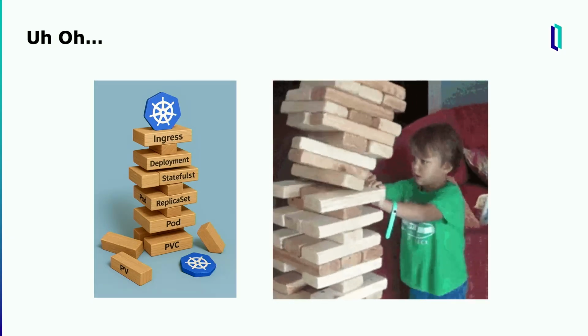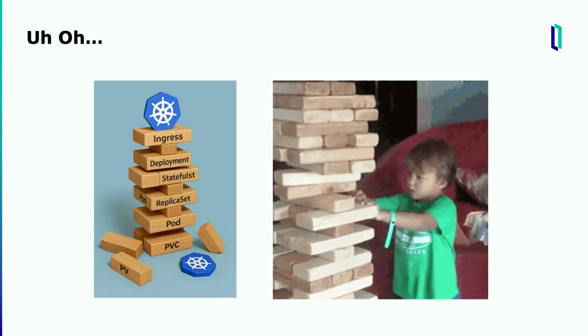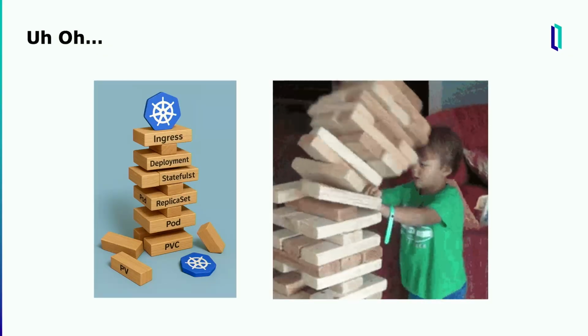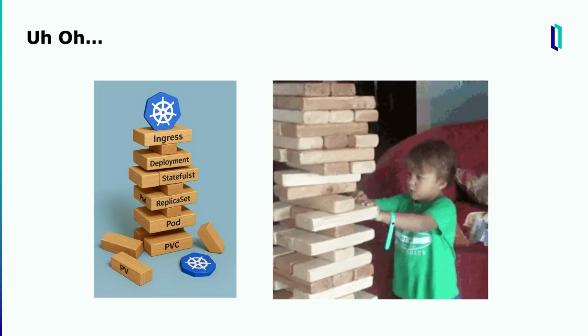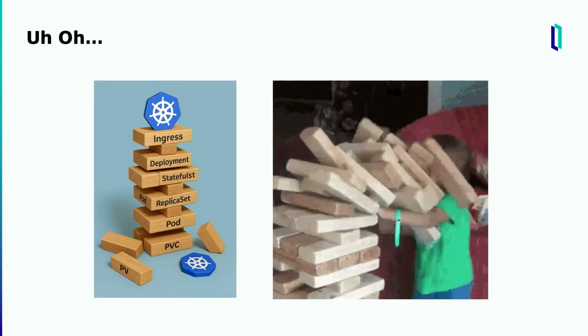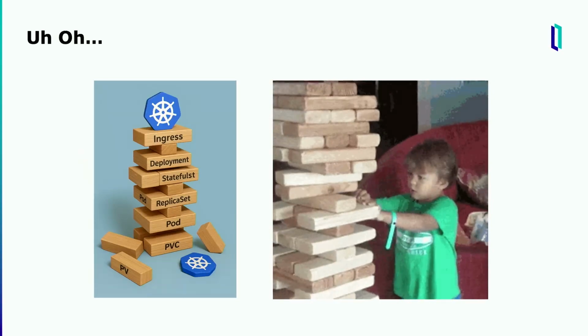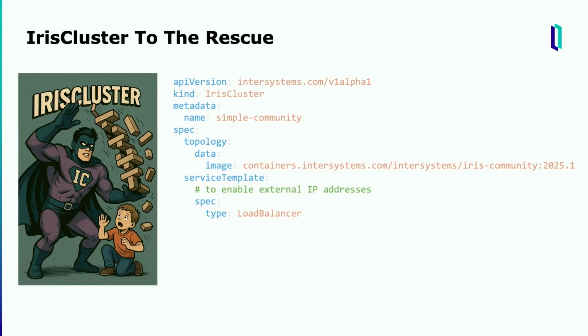is to create a Kubernetes operator. What an operator does is it introduces a new native Kubernetes type that manages the life cycle of your resources and understands your application. And the operator we've created, the Iris Kubernetes operator, introduces kind IrisCluster. It provides a concise, intuitive way to describe your Iris deployment. This is a very simple deployment here, but it's complete and valid. It's a single non-mirrored Iris instance with a single external IP address.